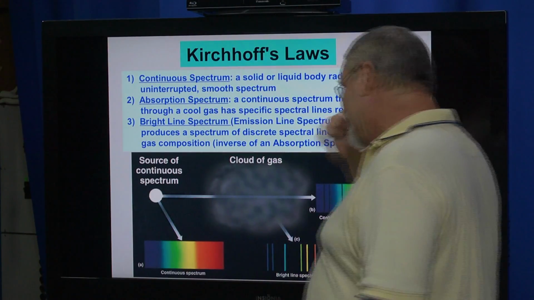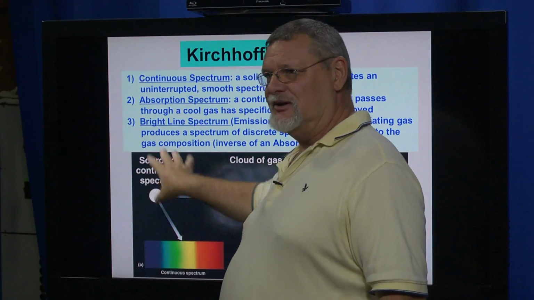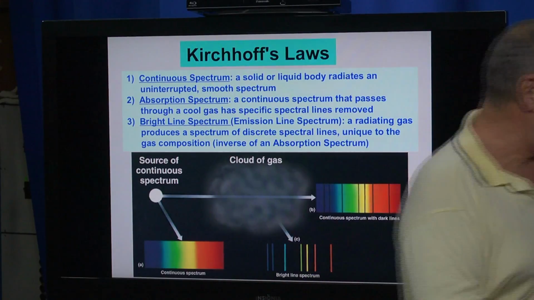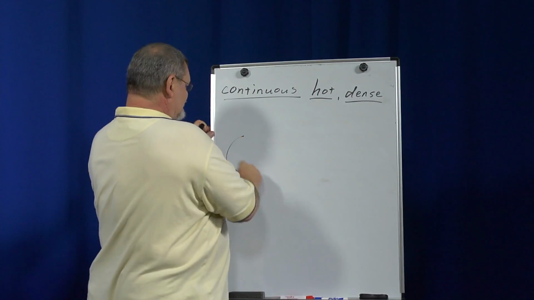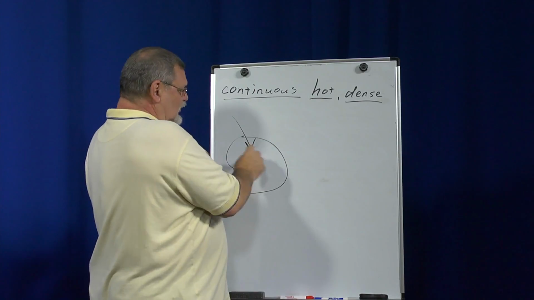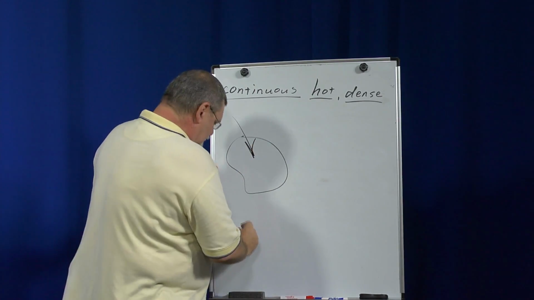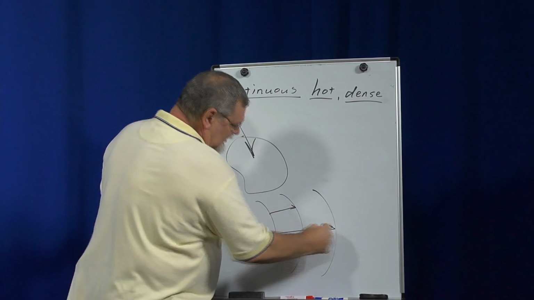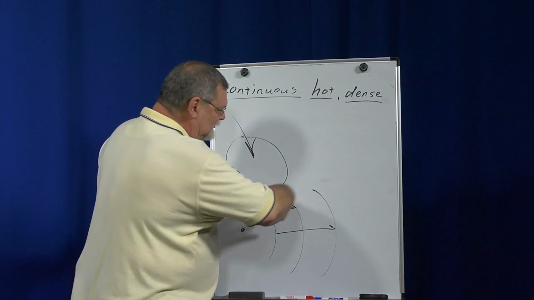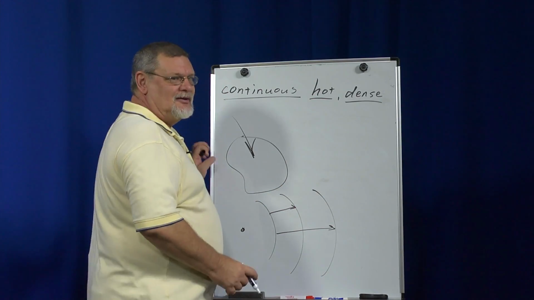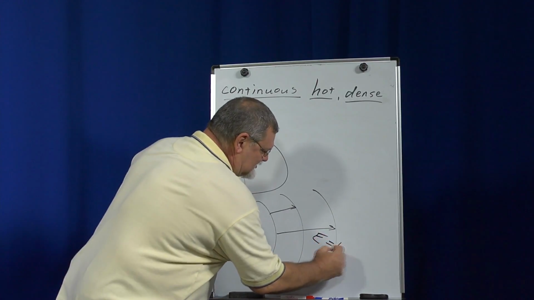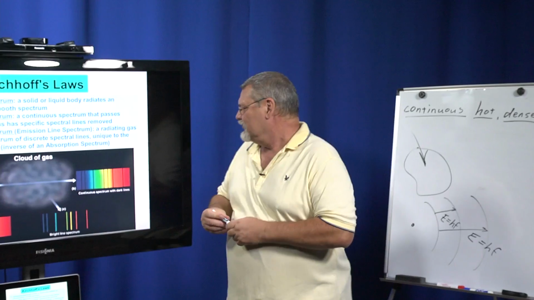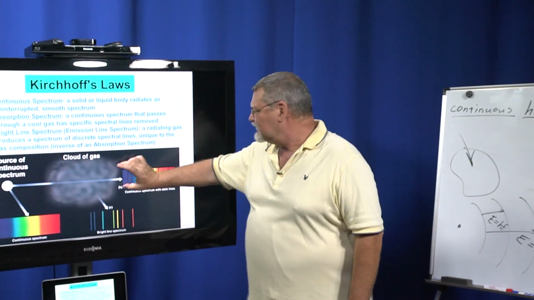If you have a cloud of gas in front of a source of a continuous spectrum, a cloud of gas that's cooler than this, as the rays pass through this cloud, whatever this is made up of is going to absorb. As the energy comes in, it's going to absorb and push electrons up to higher levels. Since it's absorbing that at E equals hf, it's going to be removing those lines from the continuous spectrum.